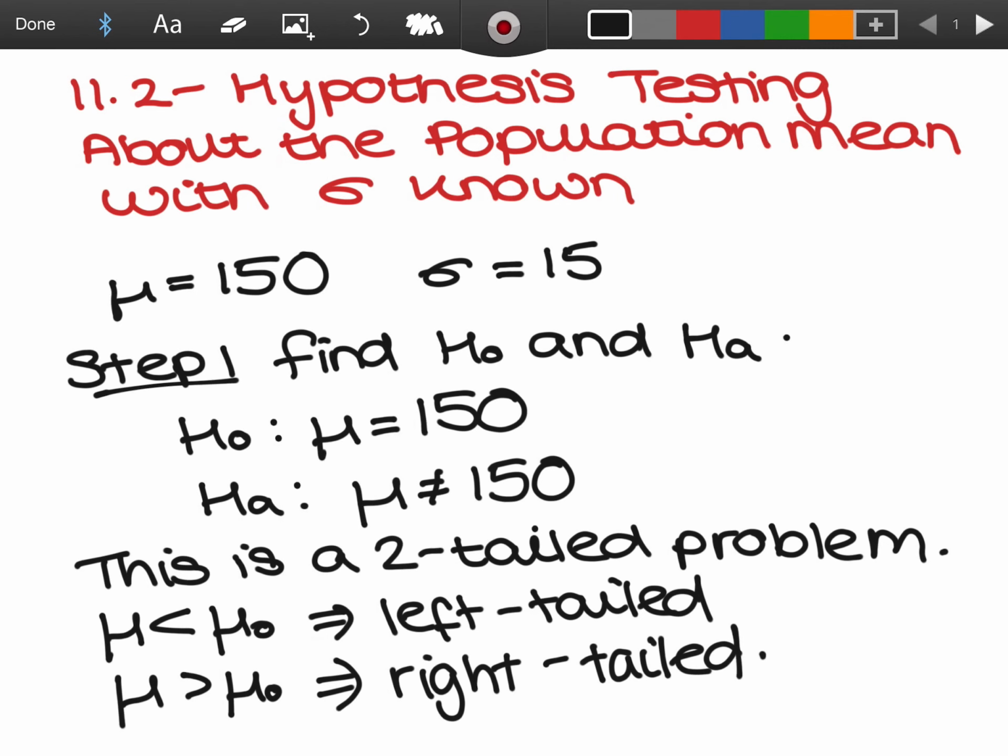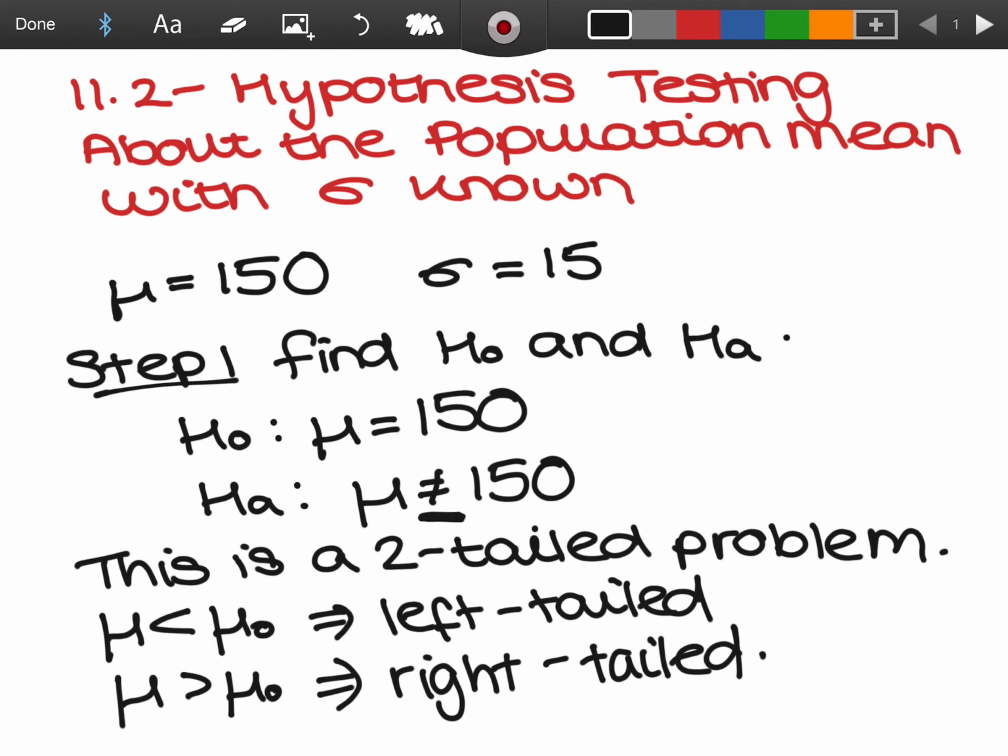So you're either going to have a two-sided alternative hypothesis, which means you have a two-tailed problem. If you have a one-sided alternative hypothesis, it can be either left-tailed or right-tailed, depending on whether you would have a greater than or less than in that alternative hypothesis.